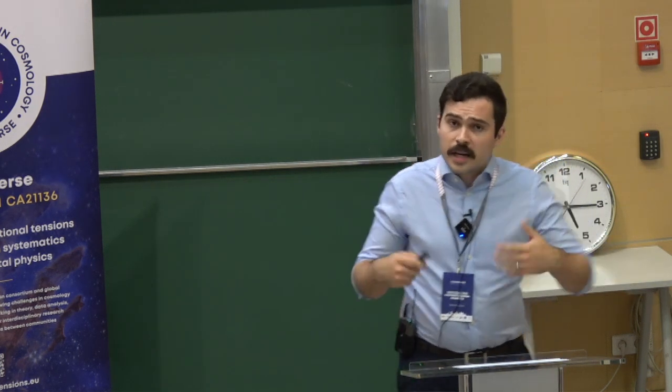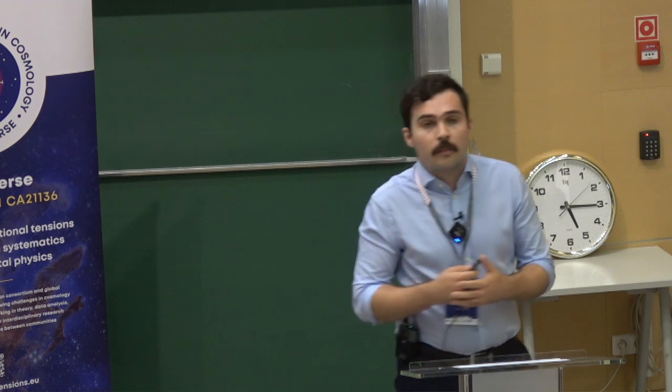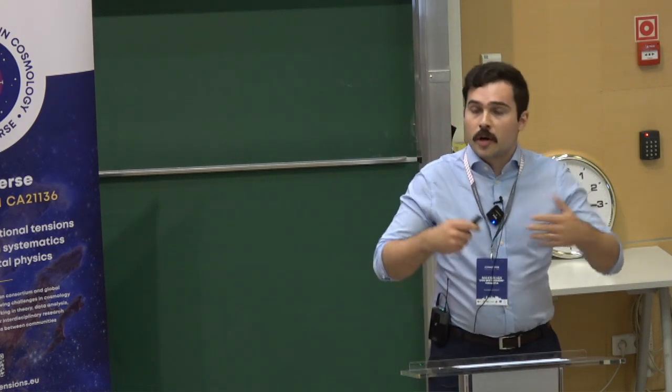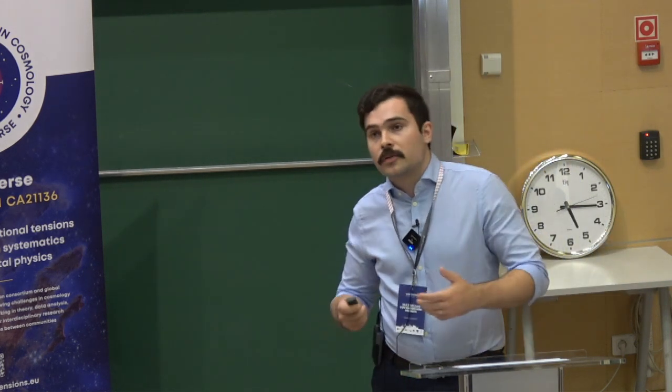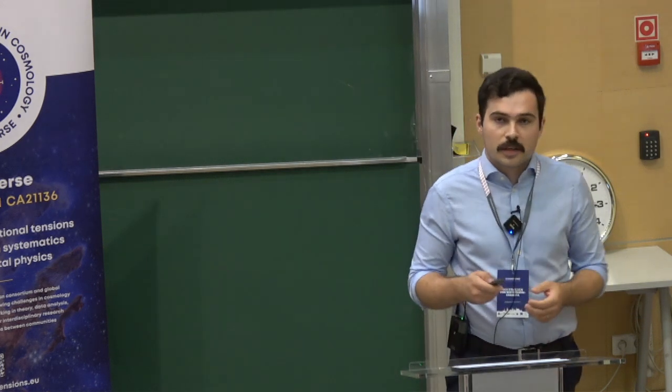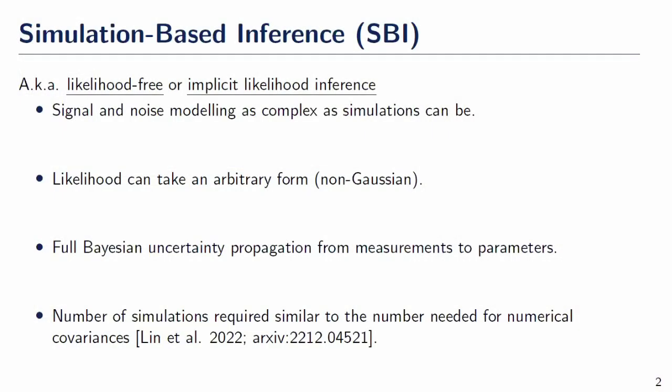And then your likelihood can take an arbitrary form, so you can go beyond the Gaussian assumption of your likelihood or other such assumptions. And we've shown in previous work that in the case of weak gravitational lensing, where you often have a 12-dimensional posterior, you can do that with a similar number of model evaluations as you would in a standard MCMC analysis.